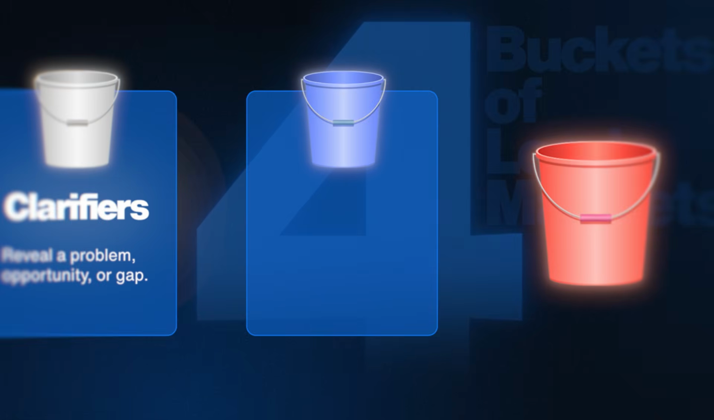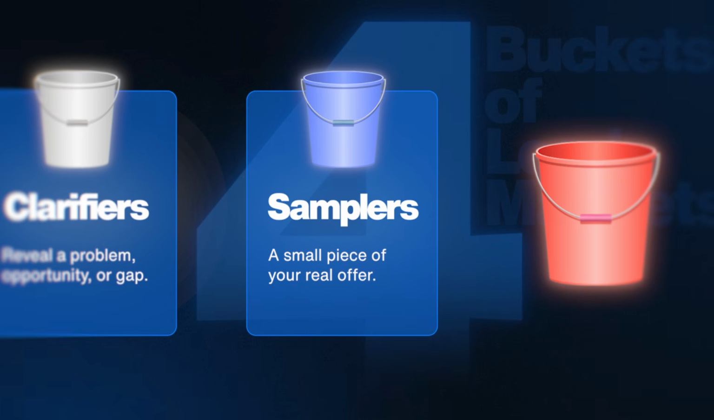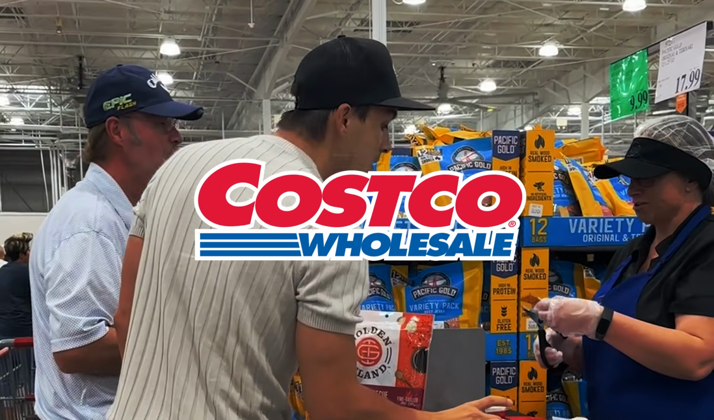Next, the second type of lead magnet is what's called a sampler. Samplers give people a taste of your actual paid offer. It's a part of it. This is essentially the Costco model in practice.